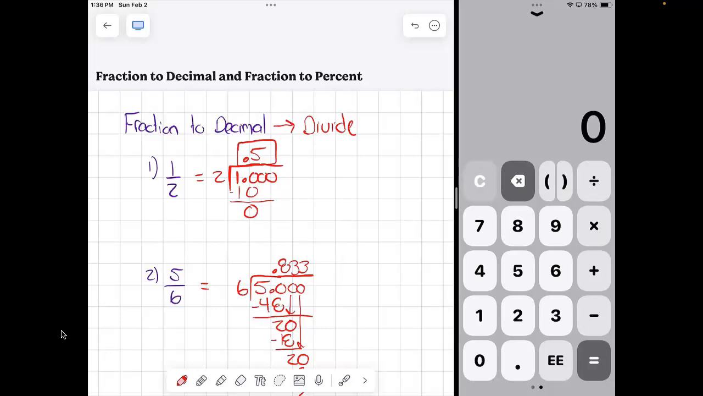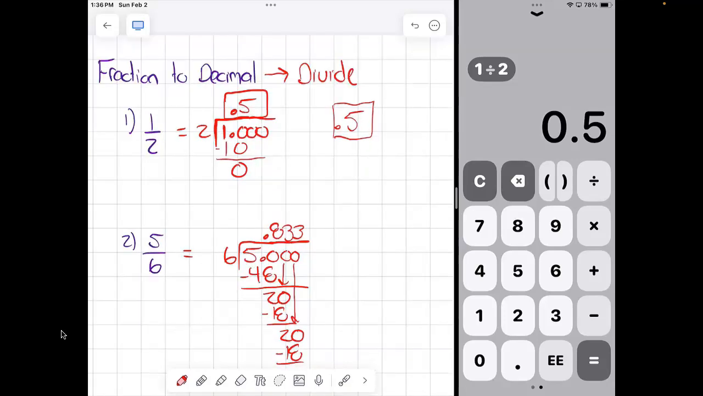In using a calculator, which is what I want you to do, you're simply going to take the numerator 1, divide it by the denominator 2, hit equals, and then you would write your answer down as 0.5 and good to go.